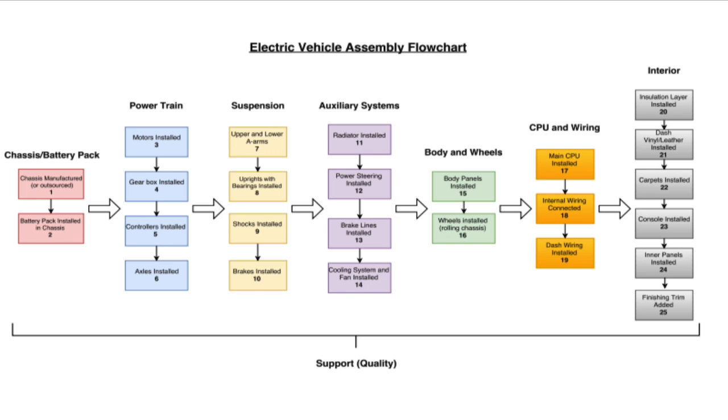Lastly, the car moves to the interior department, which is the most time-consuming department due to the fact that this is a luxury electric vehicle. The interior department consists of an insulation layer installation, a dash and vinyl leather installation, a carpet installation, a console installation, inner panels, and then the finishing trim.